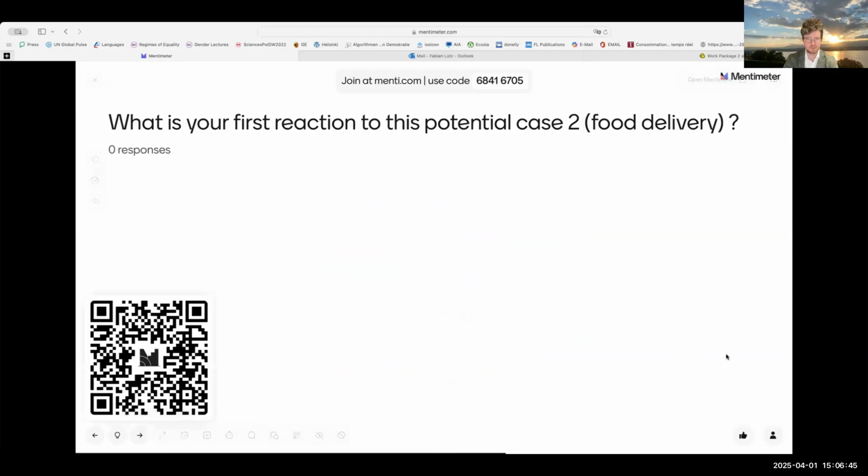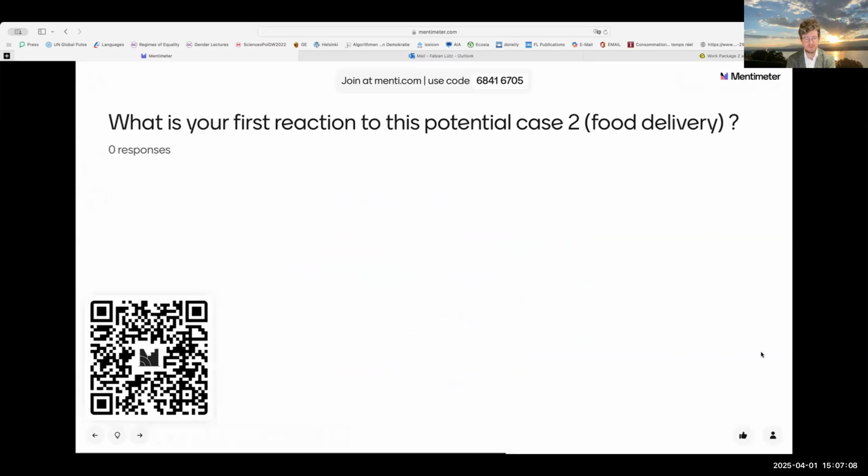So I will just recall. I will not change the slides so that this Mentimeter keeps on working as it is. So the second case, I remind you, is the AI food delivery case. It's actually modeled on a real case, the Deliveroo case in Italy, if you know it. So you can also afterwards look further into what the court decided on the merits.